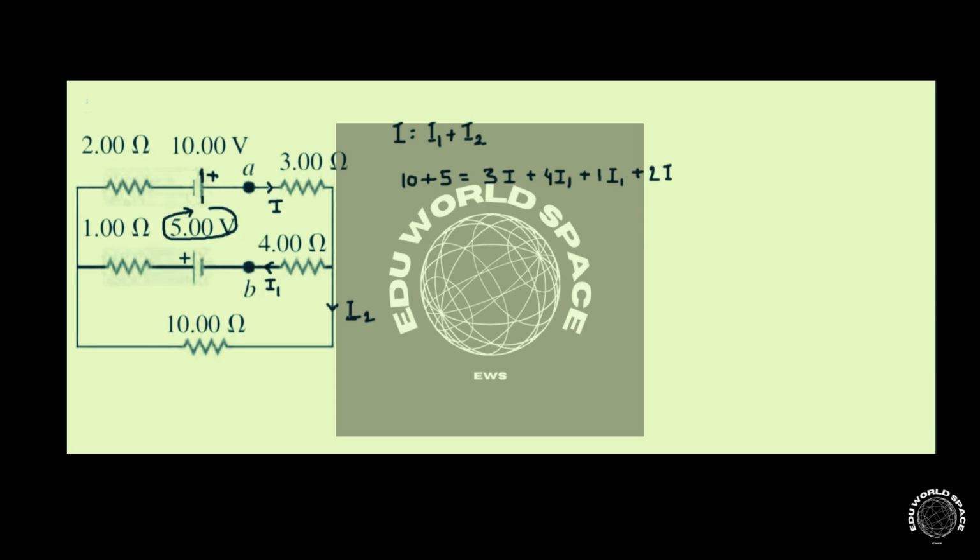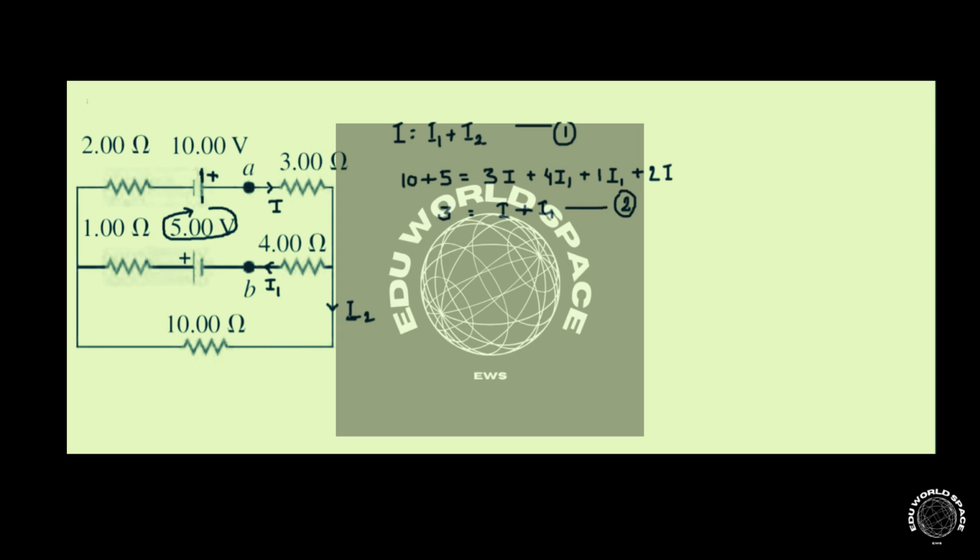So this should be equal to 3 equals I plus I1. This is what we found out from the first loop. Let me write this as equation 1 here and this as equation 2.